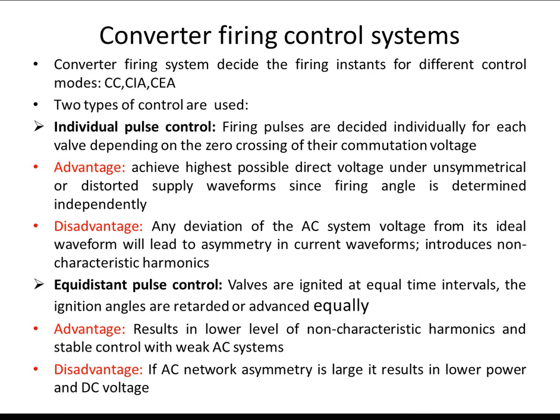So I hope you understand this converter firing control scheme. Again repeating, it is decided based on the mode in which your converter is operated, like CC, constant current, constant ignition angle, and constant extinction angle control. Basically 2 types of control. One is individual pulse control, in which the firing pulses are decided individually for each valve, whereas in equidistance pulse control, the valves are ignited at equal time interval or at equal degree interval.